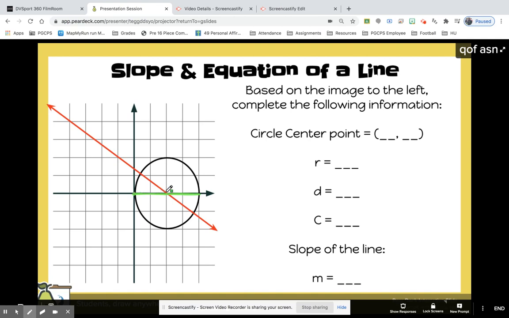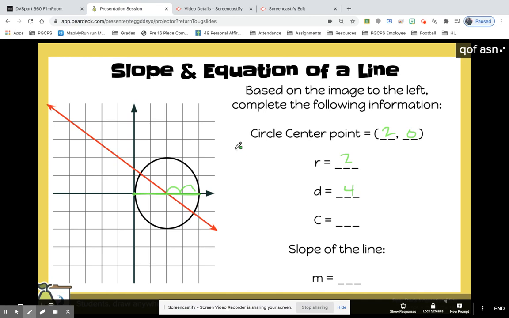I know my radius is half of the diameter. And so here, for instance, I see that my radius is 2, my diameter is 4. So I can just put 4 and 2. I know by definition that the radius is from the center of my circle to the circle circumference. So I know now that this is my center at 2, 0, right?